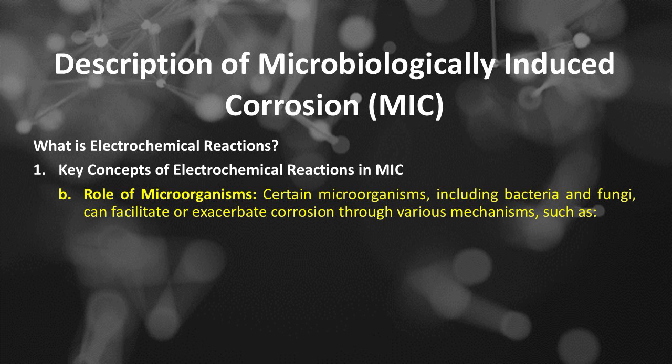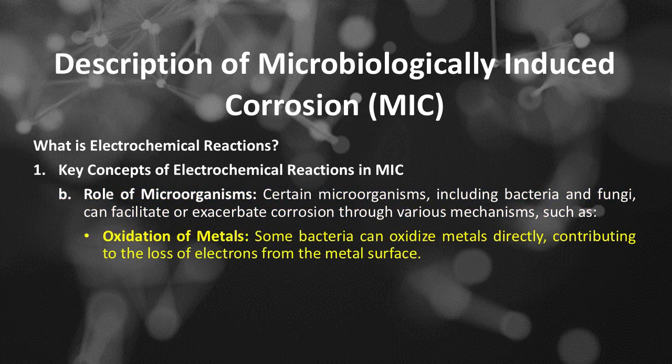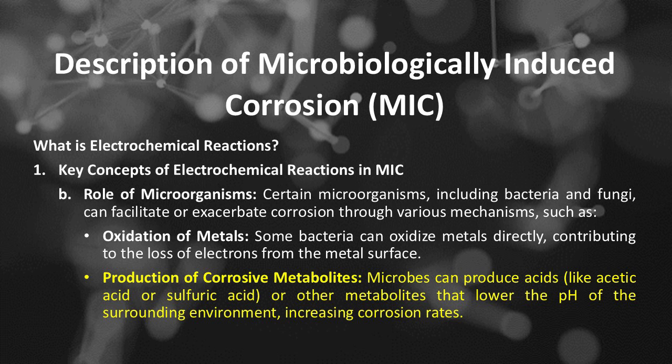Number B, of key concepts of electrochemical reactions in MIC is role of microorganisms. Certain microorganisms, including bacteria and fungi, can facilitate or exacerbate corrosion through various mechanisms, such as oxidation of metals. Some bacteria can oxidize metals directly, contributing to the loss of electrons from the metal surface. Production of corrosive metabolites. Microbes can produce acids, like acetic acid or sulfuric acid, or other metabolites that lower the pH of the surrounding environment, increasing corrosion rates.